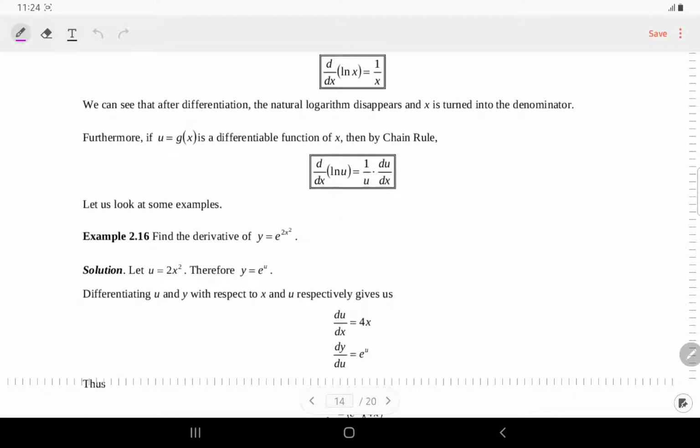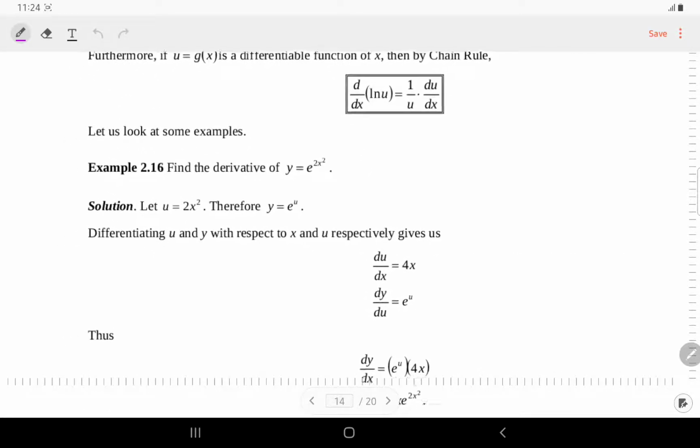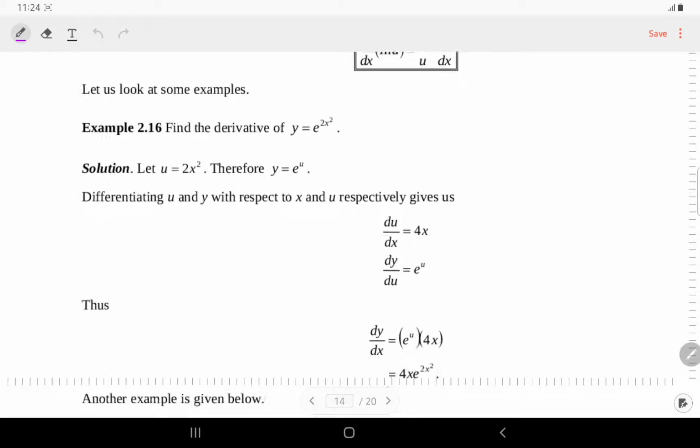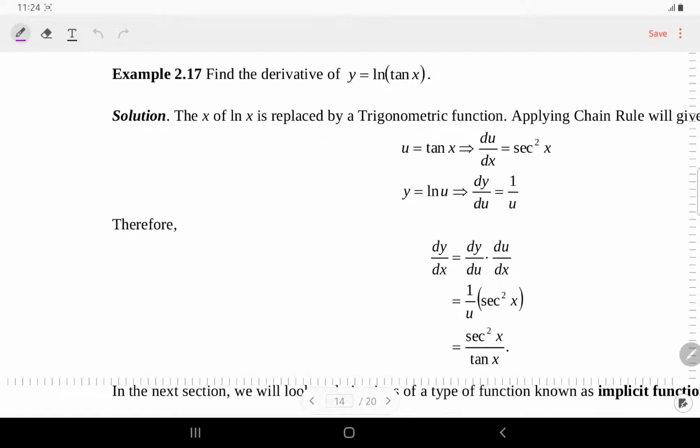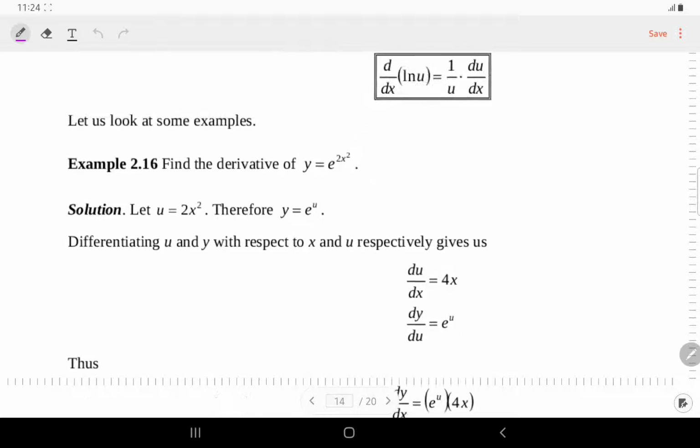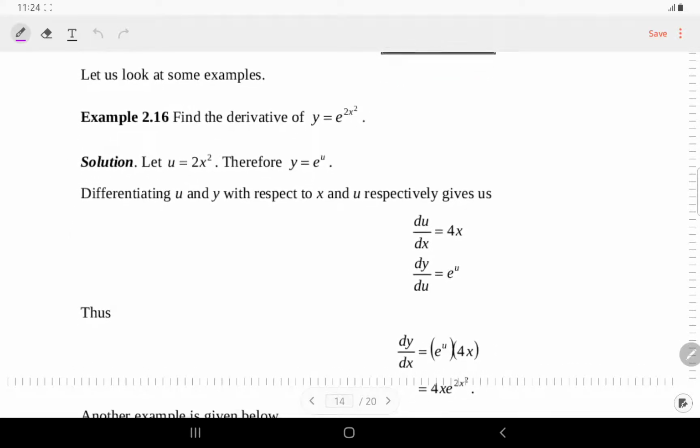Okay, so take a look at example 2.16 on page 40. We want to differentiate this function. This is the exponential function.